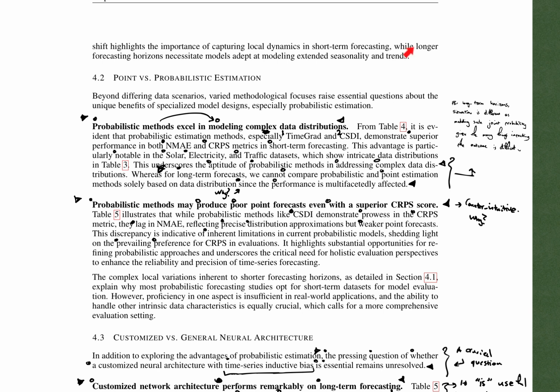Noting that the length of the horizons is actually an important component in assessing these evaluations, we will go over the point versus probabilistic estimation. So you have two kind of prominent results here. The first one is that probabilistic methods excel in modeling complex data distributions. So here, the focus is more on short-term ones, for which the probabilistic methods are good. So you have TimeGrad and CSDI as the example of these. You can see that they demonstrate superior performance in NMAE and CRPS metrics for the short-term forecasting, again, more notable in these datasets.